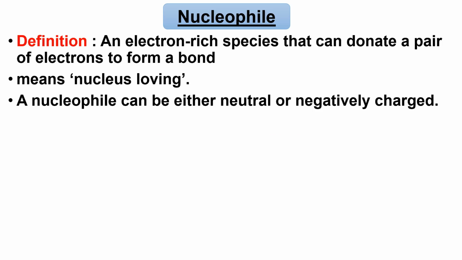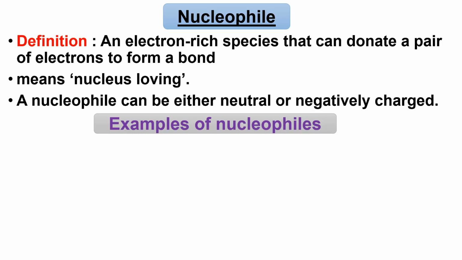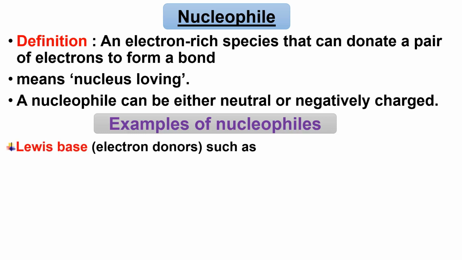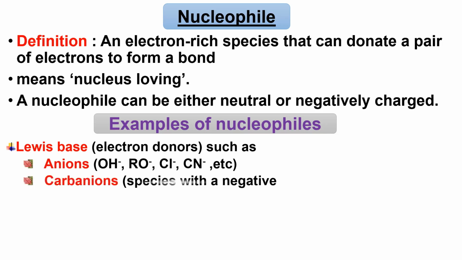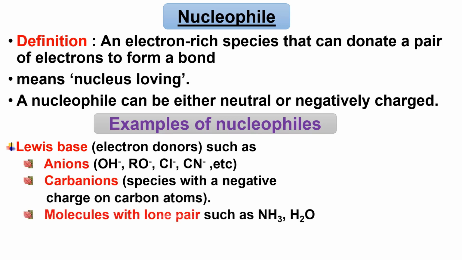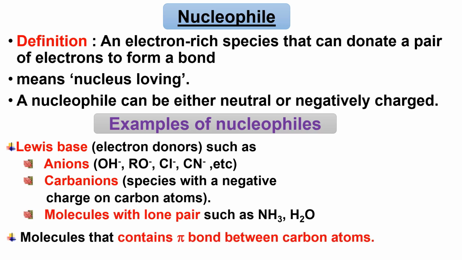Examples of nucleophiles: Lewis bases, which are electron donors, such as anions, OH⁻, RO⁻, Cl⁻, CN⁻, etc. Carbanions, species with a negative charge on carbon atoms. Molecules with a lone pair such as NH3, H2O. Molecules that contain a pi bond between carbon atoms.